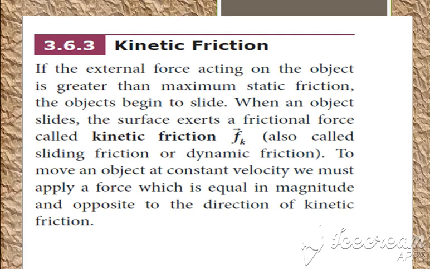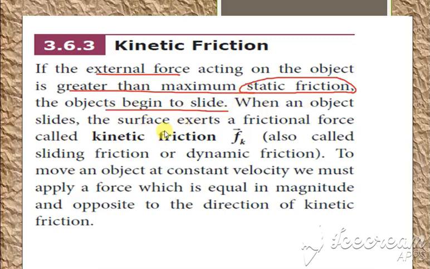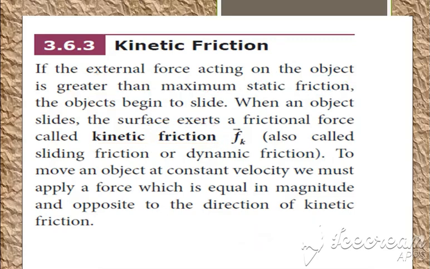Next is kinetic friction. What is kinetic friction? It is the opposite of static friction. With static friction, the object will be at rest, and if the external force is greater than the maximum static friction, the object slides. When the object slides, the friction it has is called kinetic friction. So when the object slides and comes down, there is a friction, and that friction is called kinetic friction.